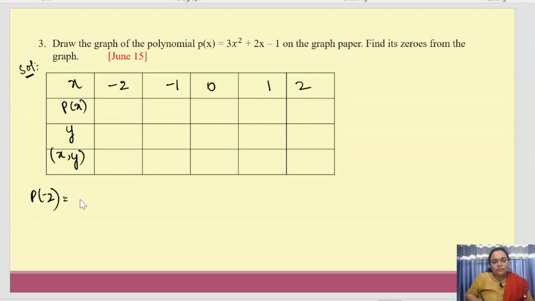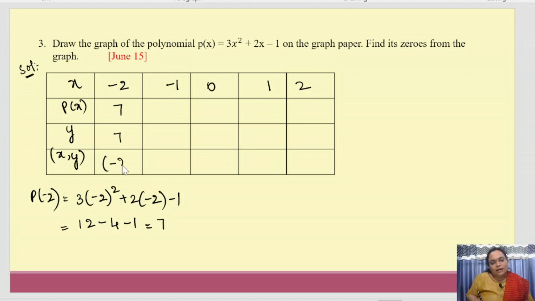So this will be 3 of minus 2 square plus 2 of minus 2 minus 1. So you will get 12 minus 4 minus 1, which is 7. You will get P of x is equal to 7. So the coordinates will be minus 2 comma 7.